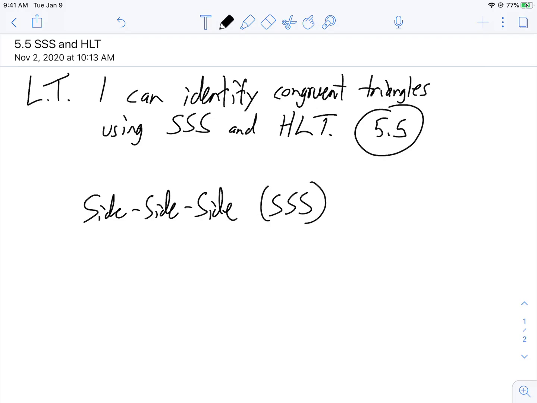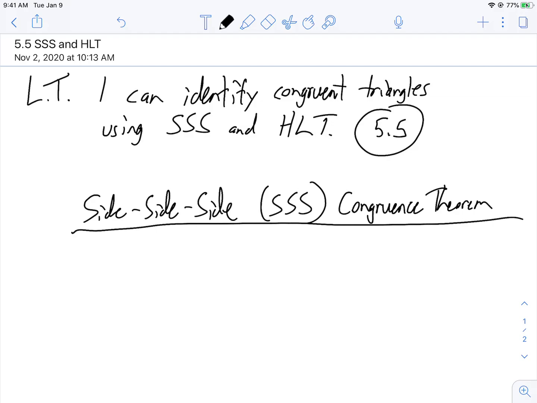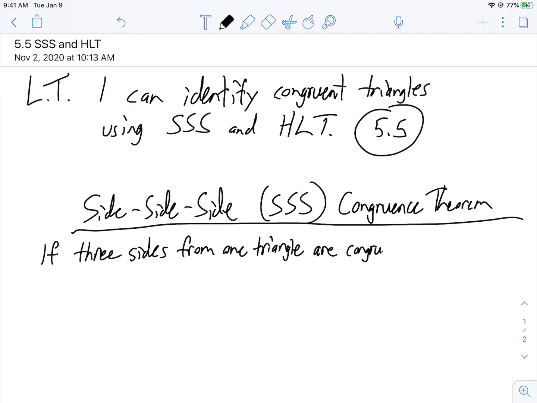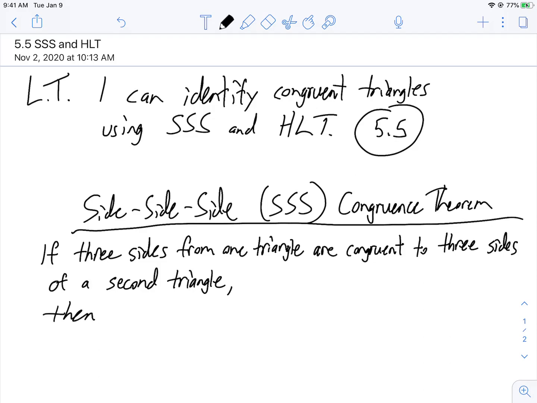That is, we will never write out side, side, side again. So the side, side, side congruence theorem: if three sides from one triangle are congruent to three sides of a second triangle, then the two triangles are congruent.